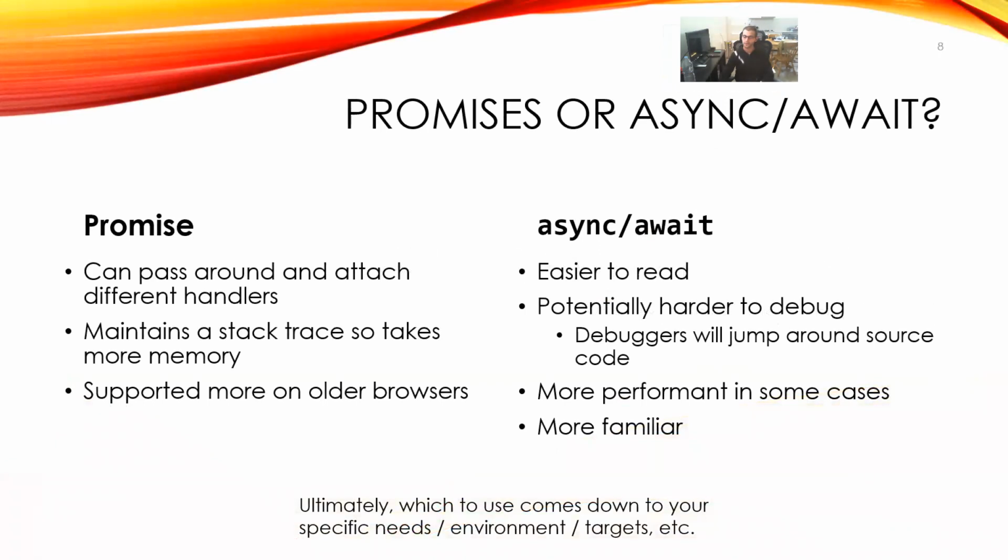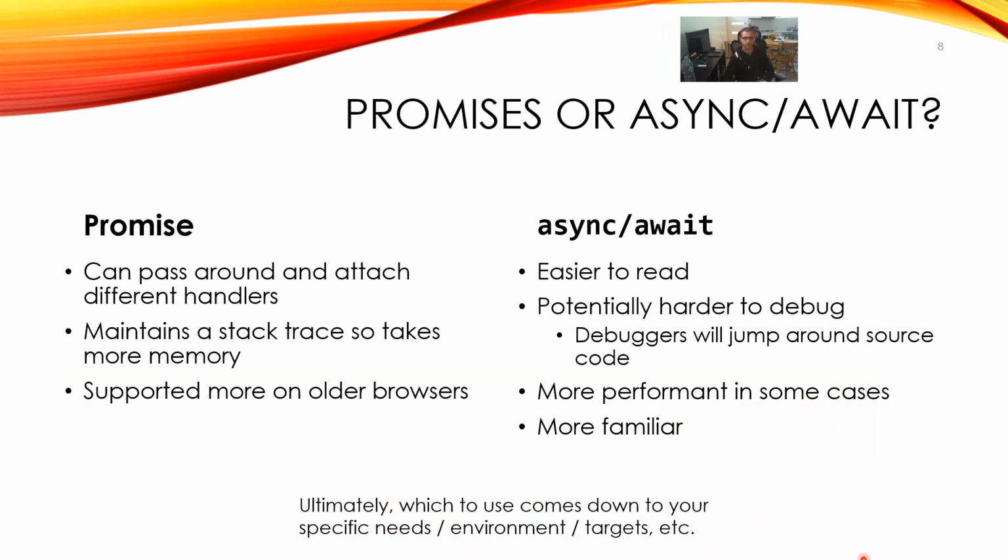Yes. So we know that XML HTTP request is fairly legacy, right? And that it's not used very much. That's why we introduced promises. But now we have promises and we have async and await. So which should we use? What are their trade-offs? What are the pros and cons?